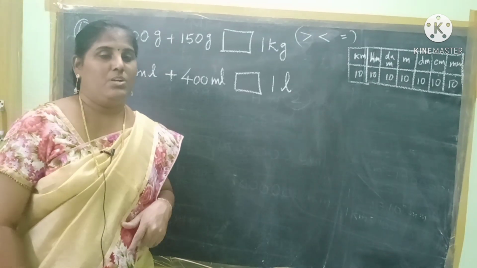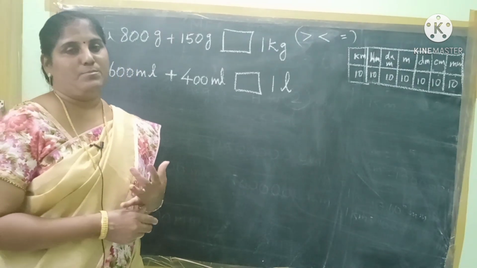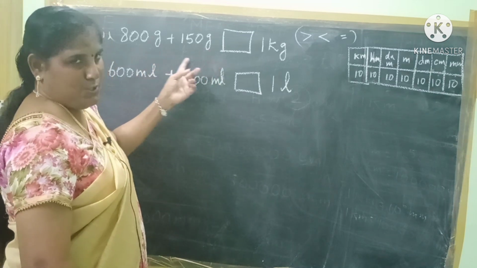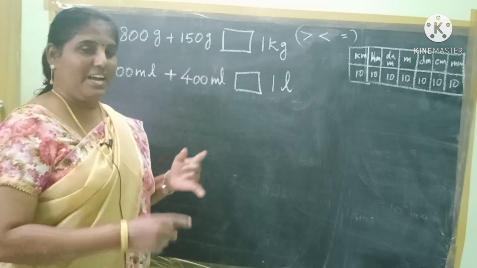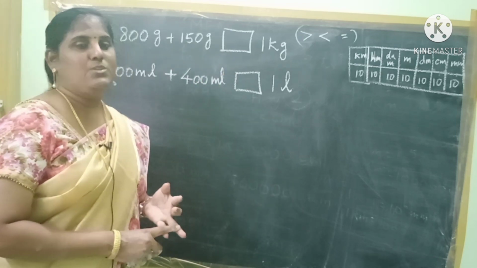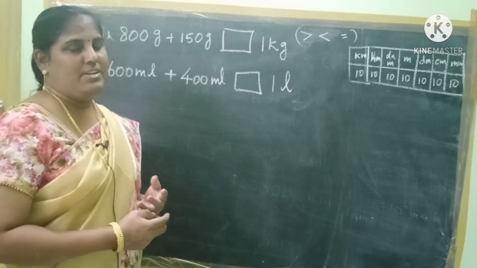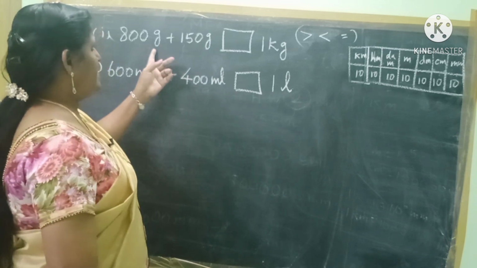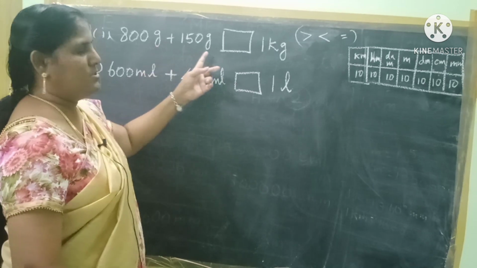Children, already told you, if you want to add anything, first of all you should see the units. Whether they are the same, then you can add, you can subtract, you can multiply. Otherwise you can't do that. Okay, you can divide also. So first see this. Here also gram, here also gram.